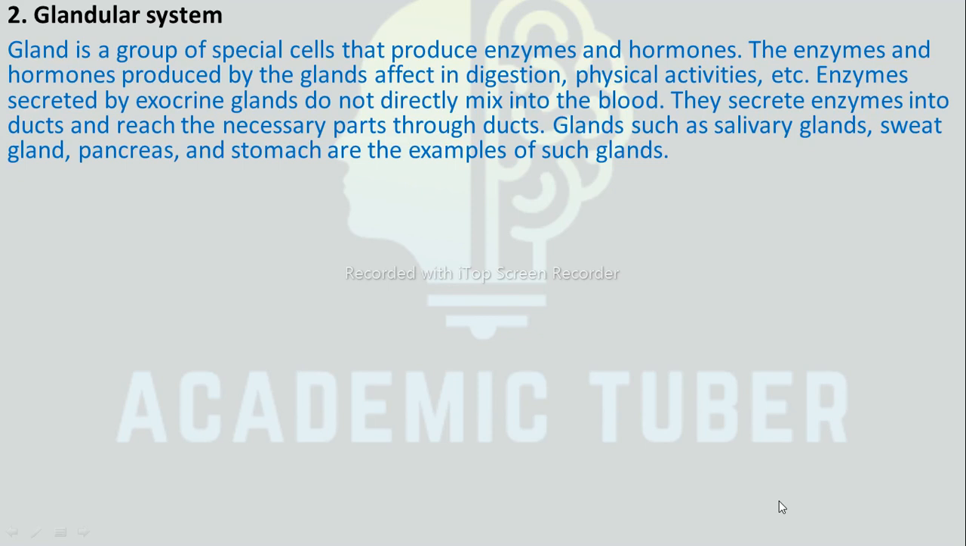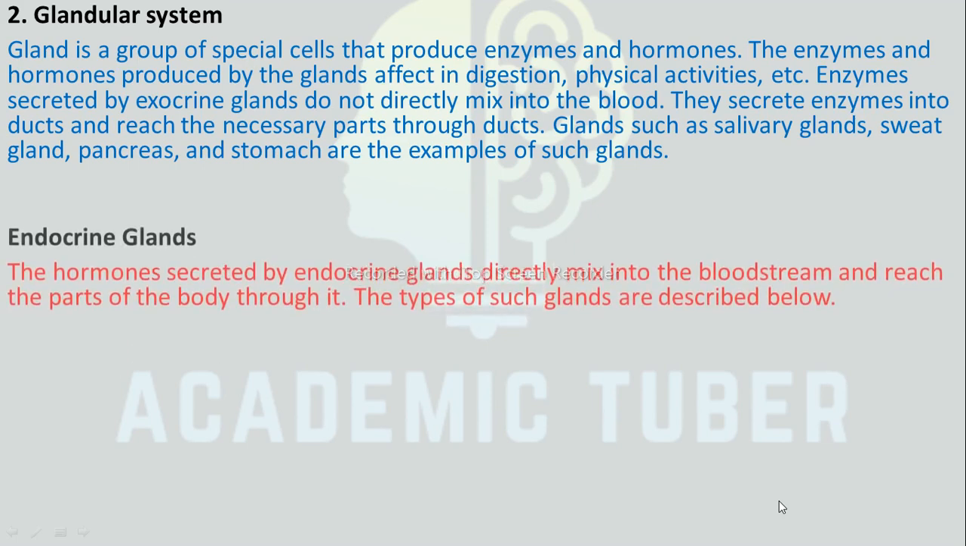Enzymes secreted by exocrine glands do not directly mix into the blood. They secrete enzymes into ducts and reach the necessary parts through ducts. Glands such as salivary glands, sweat glands, pancreas, and stomach are examples of such glands.